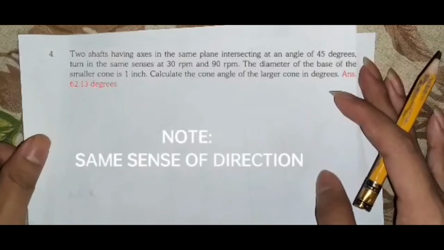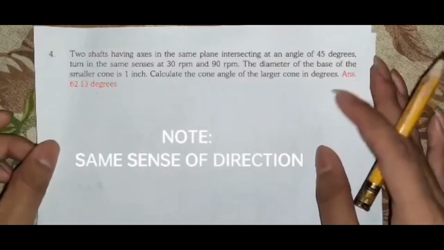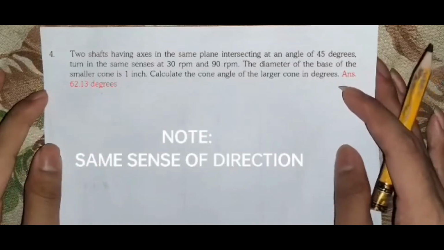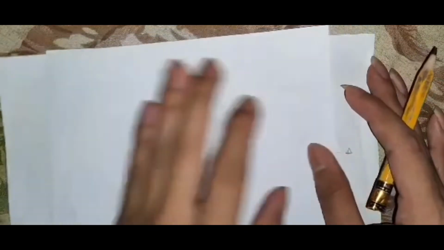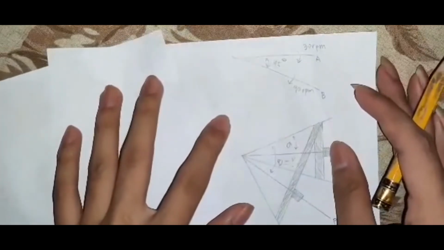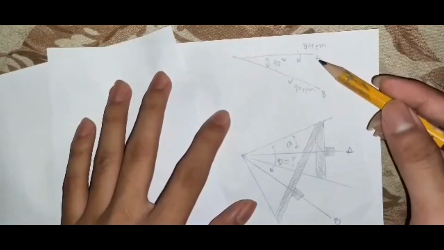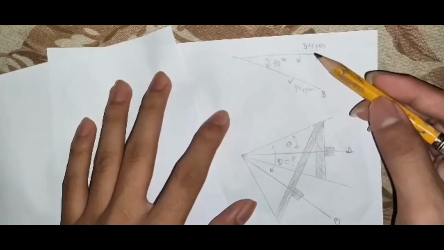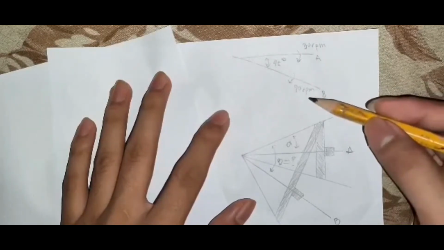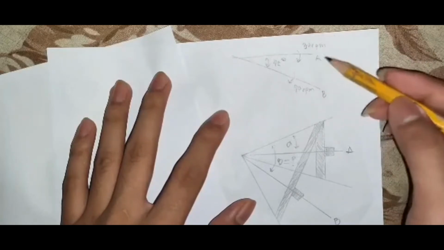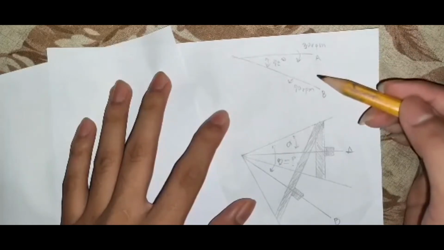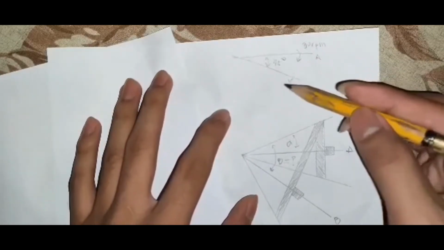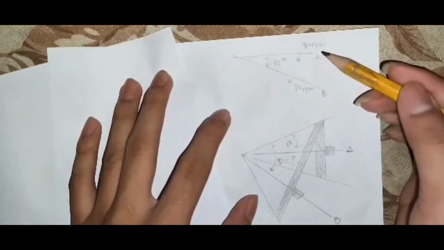Today, guys, I am John Vincent Cabezas and I'm going to show you the number 4 problem, which is seen on the screen. The initial values given are that A, the larger diameter gear, has 30 revolutions per minute, and the smaller one has 90 revolutions per minute, which is 1/3 of the diameter of the bigger gear. Then the angle is 45 degrees between the two.